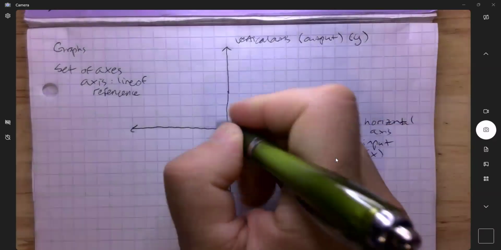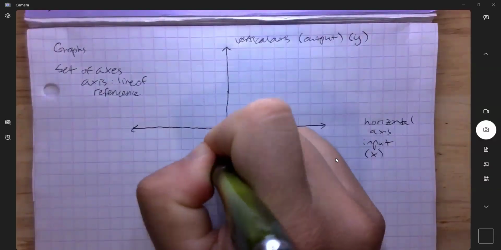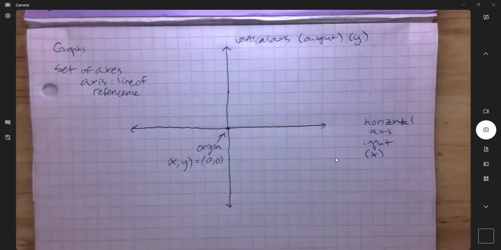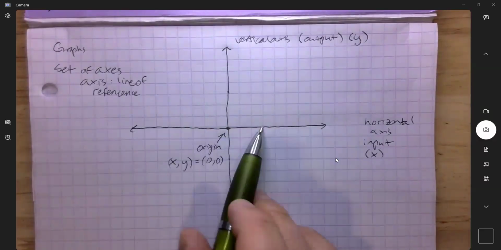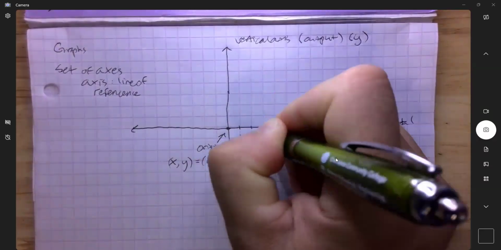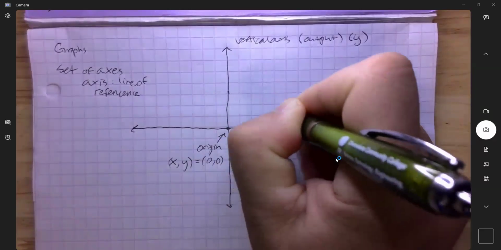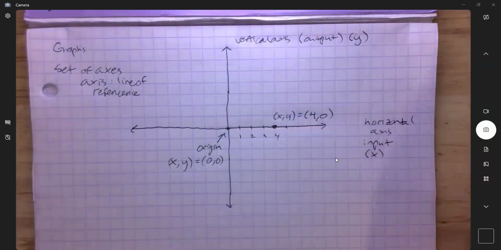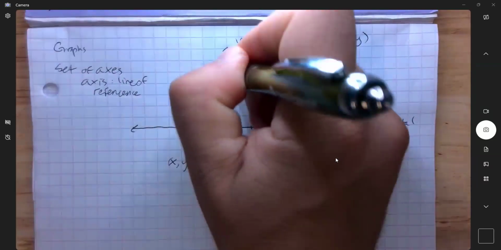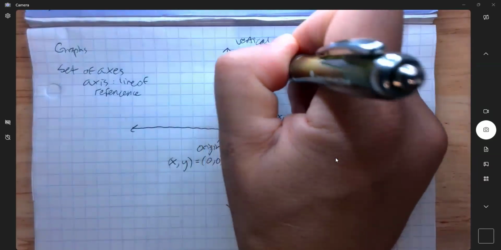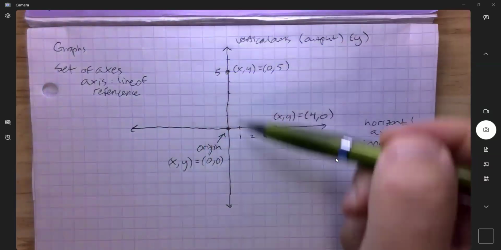The place where the two axes cross is called the origin. That's where the x and the y are both equal to 0. So the point (0, 0) is the origin. Any point along the horizontal axis we say is on the x-axis. So if I label my axes with some numbers, 1, 2, 3, 4, this point right here is where the x value is 4 and the y value is 0. And similarly, moving up, this point right here is where the x value is 0 and the y value is 5. So this would be on the vertical axis, or the y-axis.